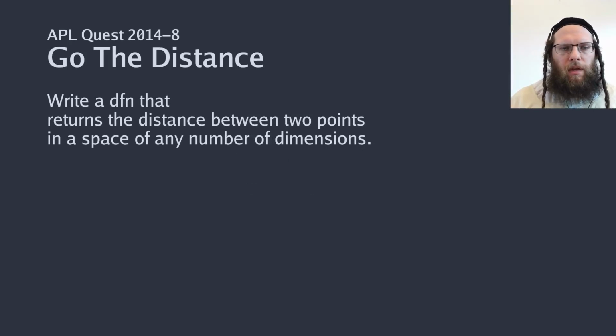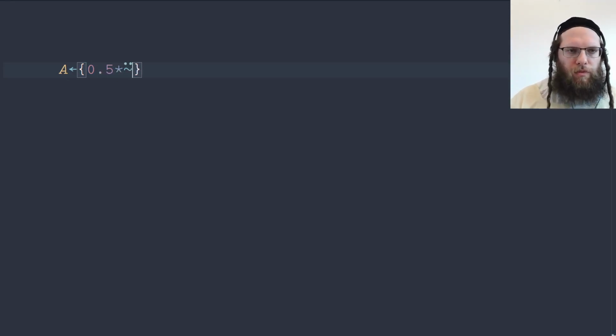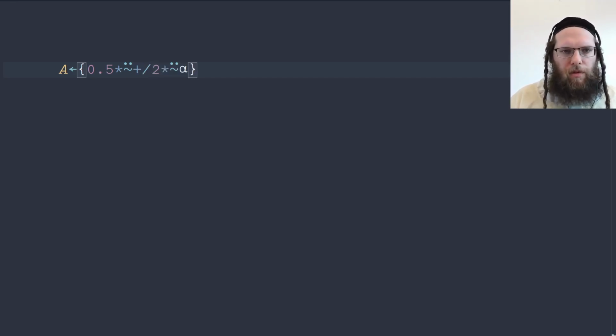Today's quest is the 8th from the 2014 round of the APL problem solving competition, where we are to compute the distance between 2 points in n space. This is really a very simple problem. The distance is the square root, that is the 2 raised to the power of a half, of the sum of the squares of the differences along each dimension.